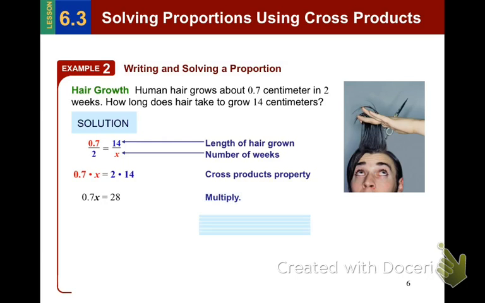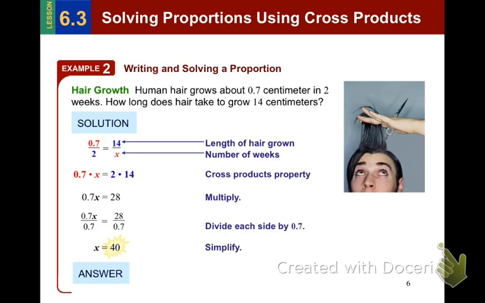And then if you solve for x, we will find that it would take 40 weeks. So then you would express your answer with a label, 40 weeks. Okay, let's try another one.